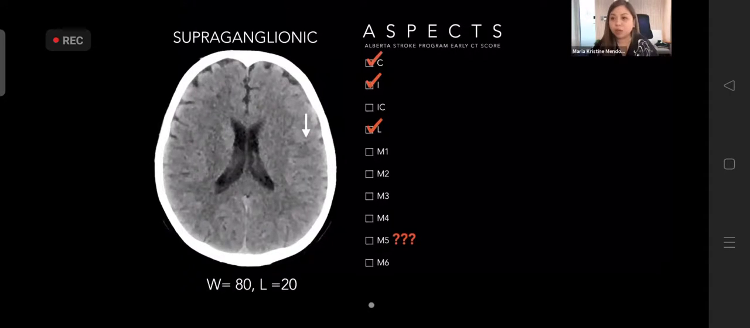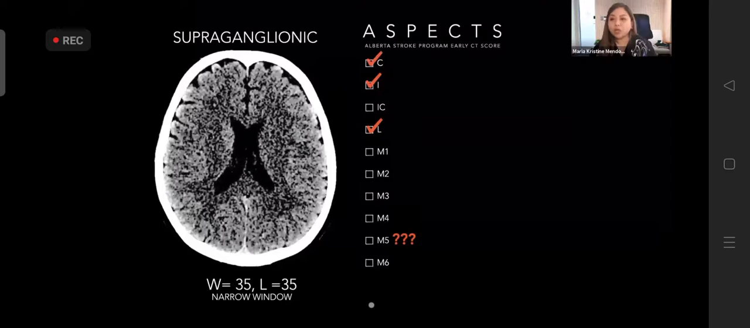There's also suspicious hypodensity at the supraganglionic level, at the region of the M5, but we are not certain whether it also would involve the cortex. And so in this particular scenario, what you can do is actually ask the help of your radiologist to window the examination to a narrow window width and level. Personally, what I use is this window setting because it actually highlights the hypodensity or the hypoattenuation in the brain secondary to infarction.